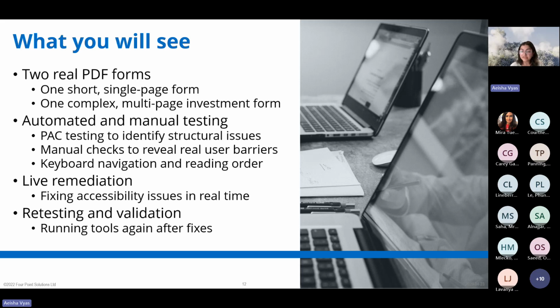After that, we'll move into live remediation. Lavanya will fix accessibility issues in real time directly in the documents so that you can see what actually changes and why those changes matter. And finally, we will retest and revalidate. We'll run the tools again after the fixes so that you can clearly see what's improved, what issues were resolved, and how small structural changes can make a measurable difference.